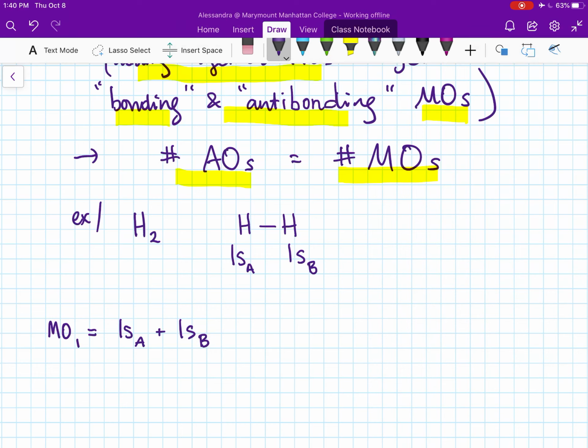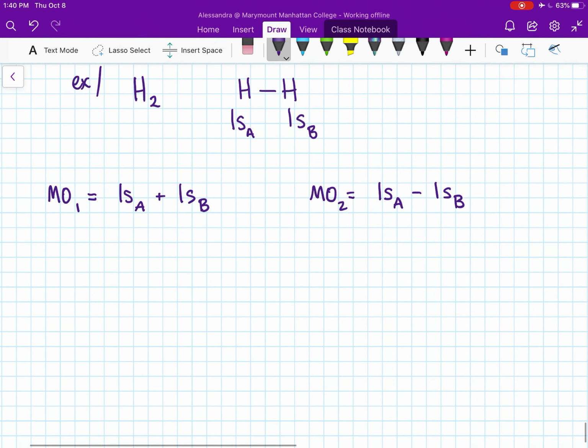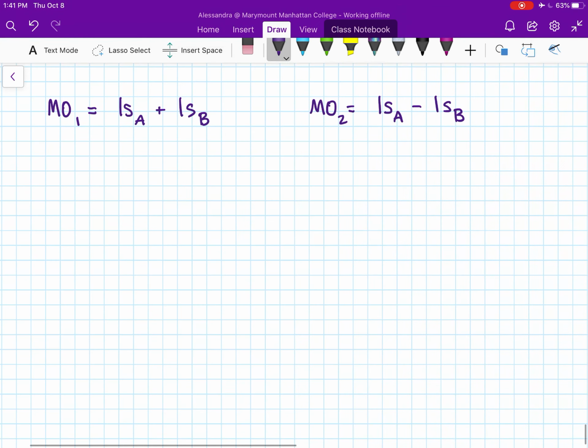And the rule for adding orbitals together through linear combination is that whenever you add them together, you also have to subtract one from the other. So I'm going to create a molecular orbital by adding them together, and I'm going to create a second molecular orbital by subtracting one from the other. Now, we know that 1s orbitals are spherical. So I'm just going to draw a little 1s orbital here, and I'm going to indicate its phase with a plus sign. That plus sign is not a charge, it's just indicating the phase of the wave function.